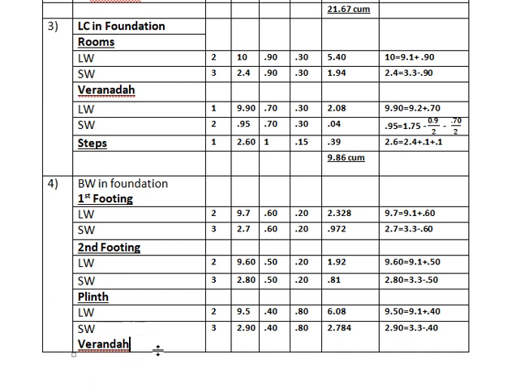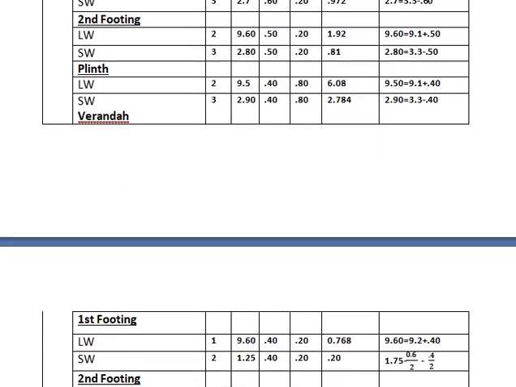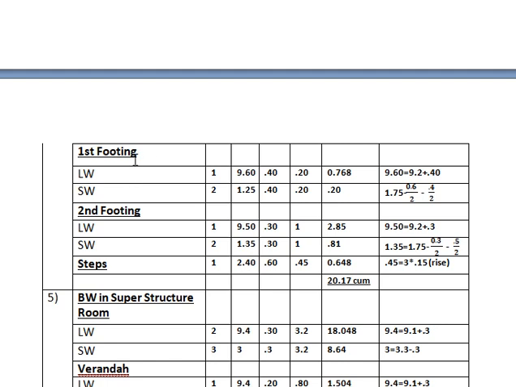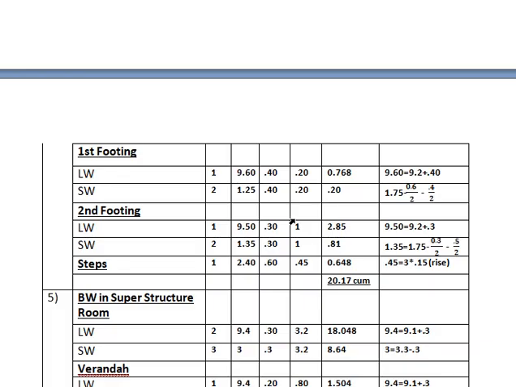Now when we come to this point, that is veranda, then here we have to keep one thing in mind, that the sections are different for veranda. Now talking about the veranda, for the first footing, the long wall is 9.60. This is simply 9.2 plus 0.40. The total width is 0.40, as you can see it from this portion. This total width is 0.40 for the first footing. In case of the veranda, the depth is 0.20. That is why we are mentioning it here: 0.20, 0.40, and 9.60.